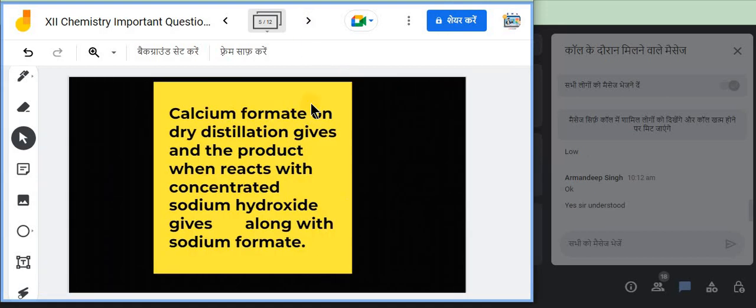So let us move to the next question. Very important question, it belongs to organic chemistry. I will not ask the question yet, so please wait. I am asking you, what is the formula of formic acid? If anyone can tell, the formula of formic acid.